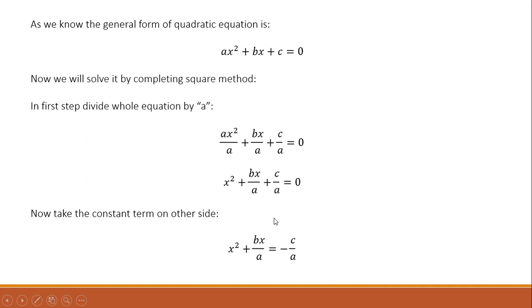Now we will divide the coefficient of x by 2. The coefficient of x is b over a. We will divide it by 2, take its square and add it on both sides. The half of b over a is b over 2a. So we will add the square of b over 2a on both sides.